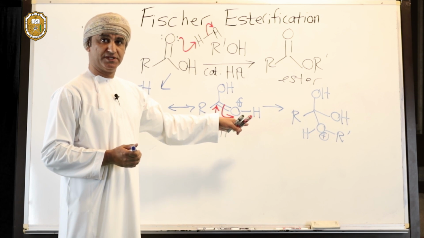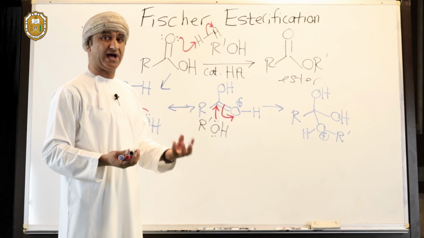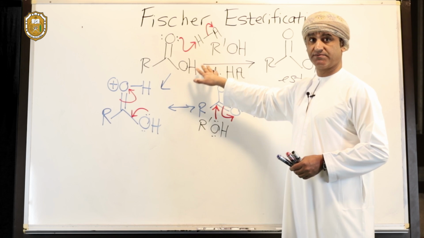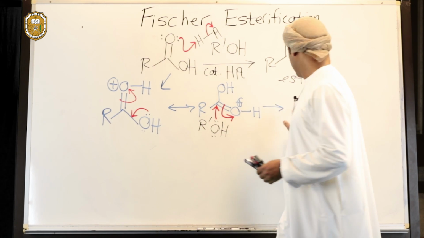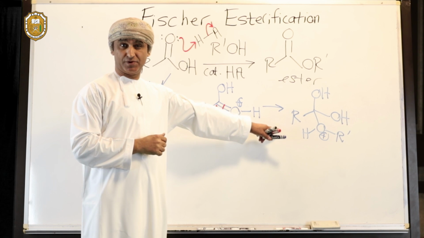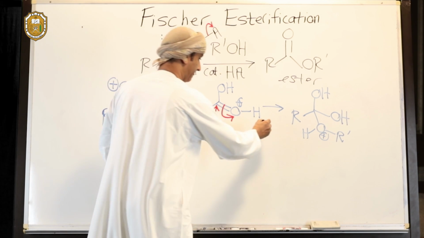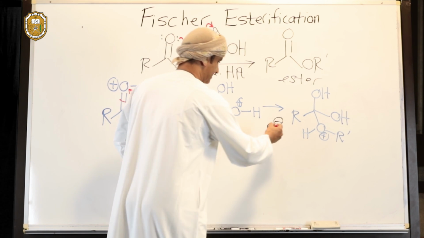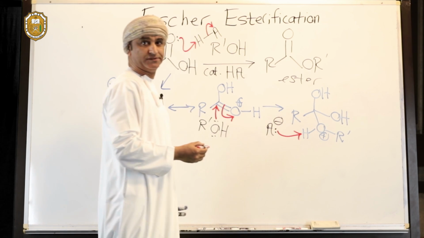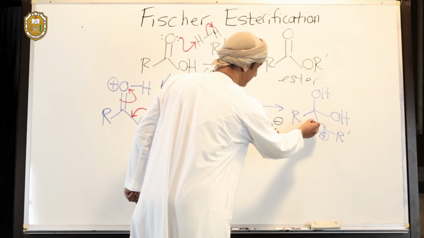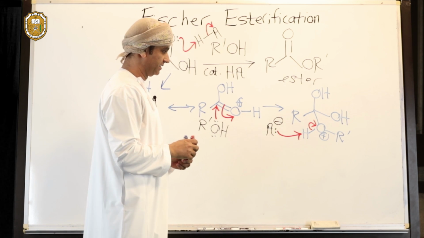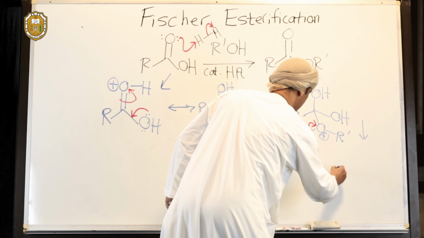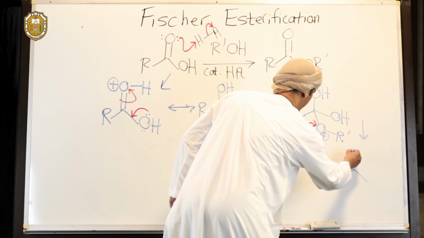Now, after this, that intermediate would lose a proton to a conjugate base or to a base. And of course, if you look at the mechanism at the beginning, there is A minus, the conjugate base of the acid catalyst. Now A minus will come in and take off that proton from this intermediate. So A minus here will come in and take off this hydrogen, breaking the hydrogen-oxygen bond and releasing, of course, electrons to the positively charged oxygen. So the intermediate then, after this, would be this one.